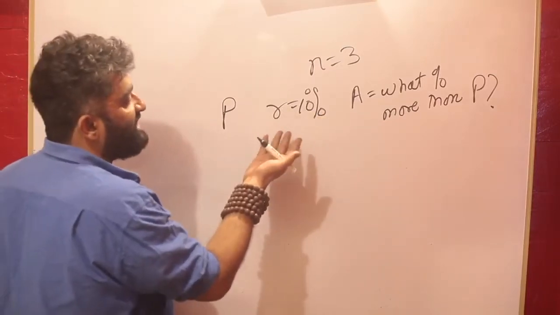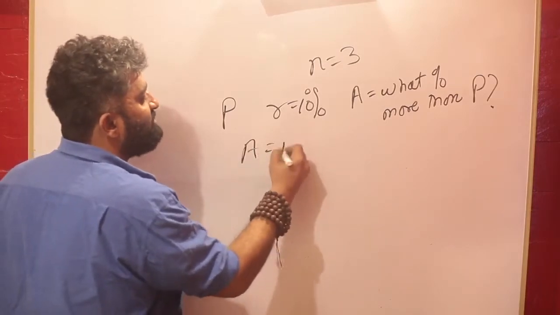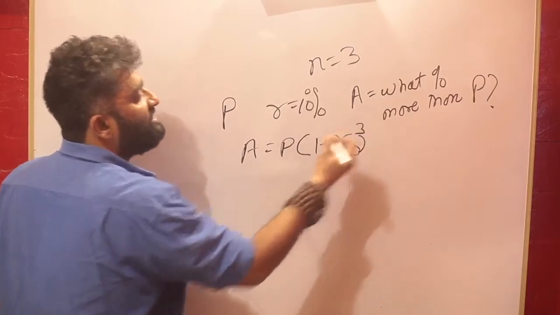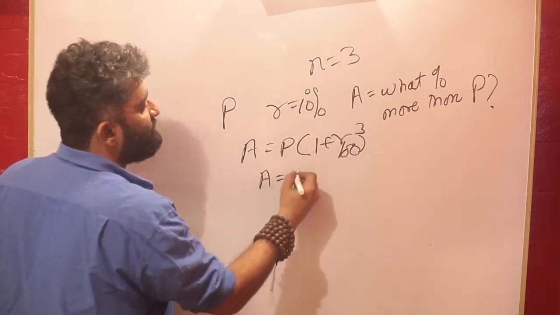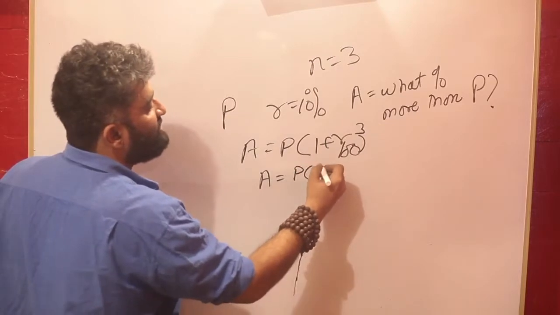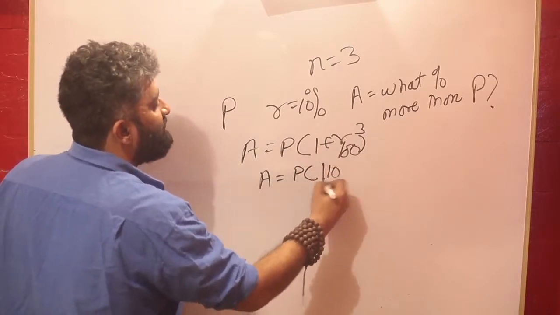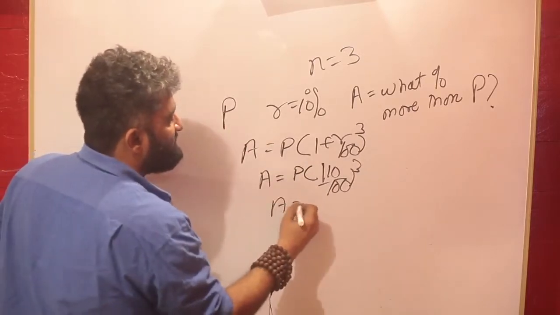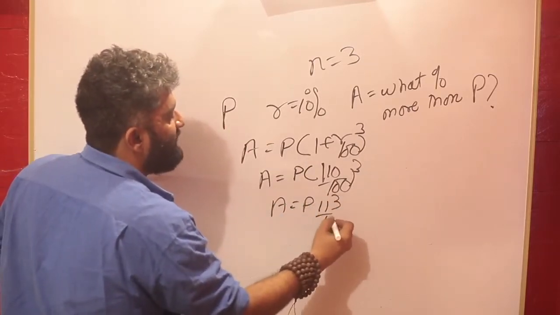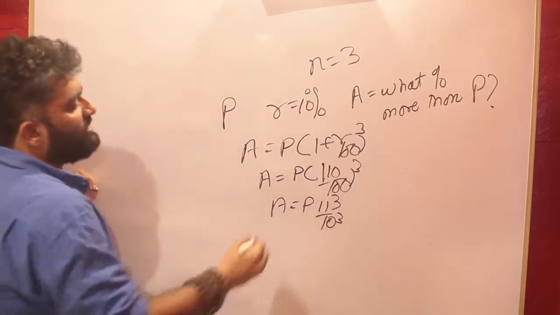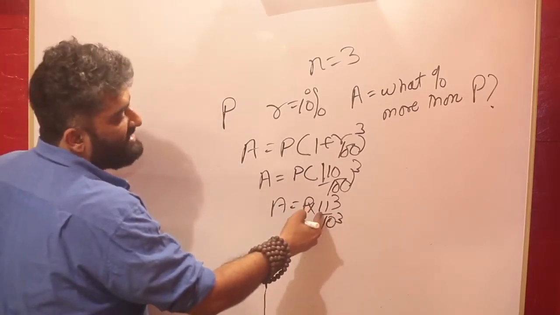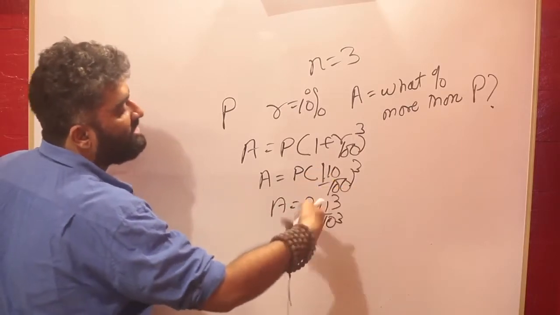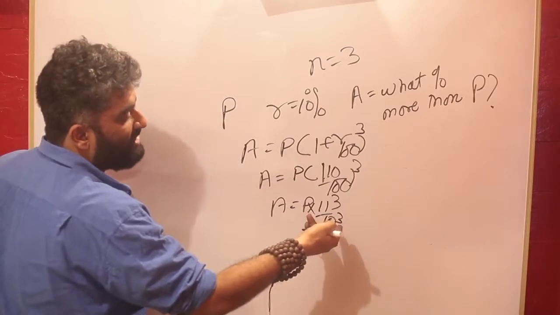So obviously I can understand that amount is equal to P into 1 plus R by 100 raised to 3, right? R is 10, so amount is equal to P into 110 by 100 raised to 3. Now amount is equal to P into 11 cube by 10 cube. So 11 cube still might be easy, right? But what if the number was 12% here or 12.5%? So the calculation would become difficult, right?